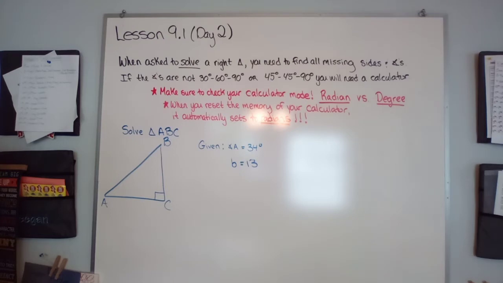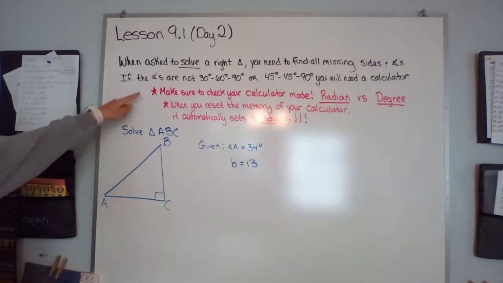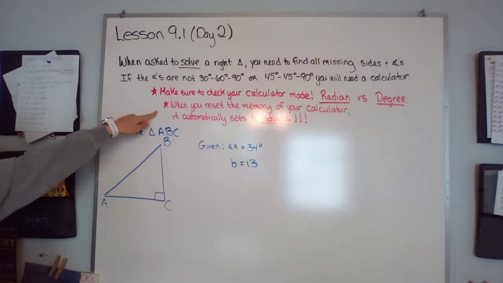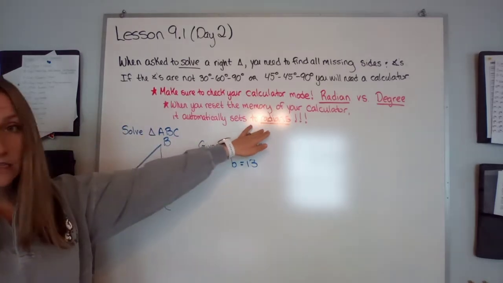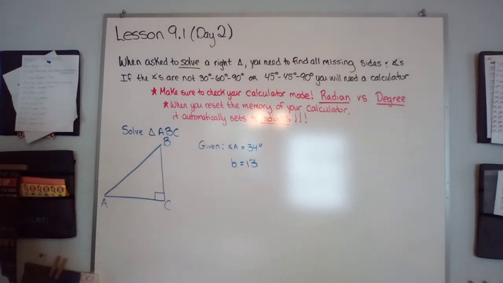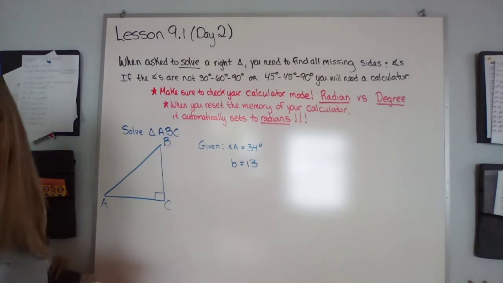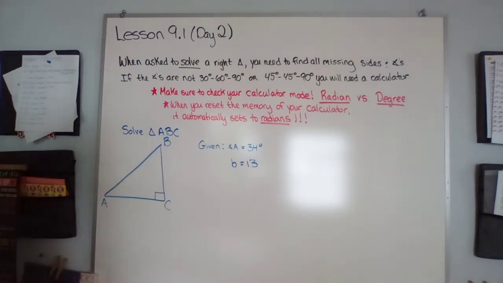need a calculator. Make sure you check your calculator mode, radians versus degrees, and I'll show you that in a second. When you reset the memory of your calculator, it automatically resets to radians. And you're going to learn about radians in this chapter, and there are going to be times where we want our calculator to be in radian mode. But if we're doing right triangle trigonometry, we want to be in degree mode.